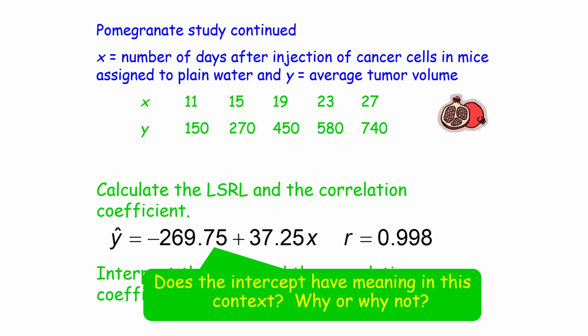Does the intercept have any meaning in this context? Why or why not? The answer would be no. With what we're talking about, having that negative number is impossible. You can't have negative cancer cells or a negative volume.